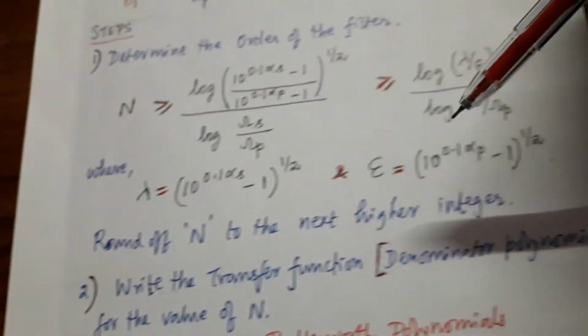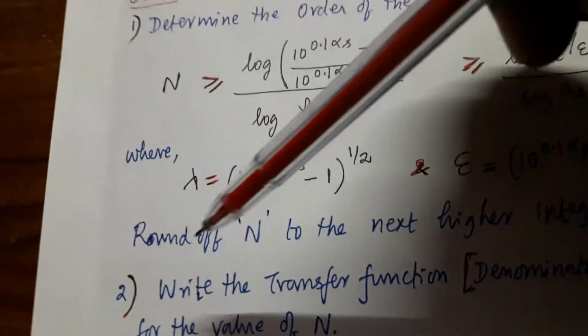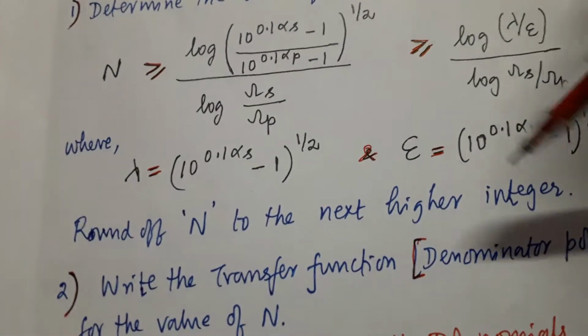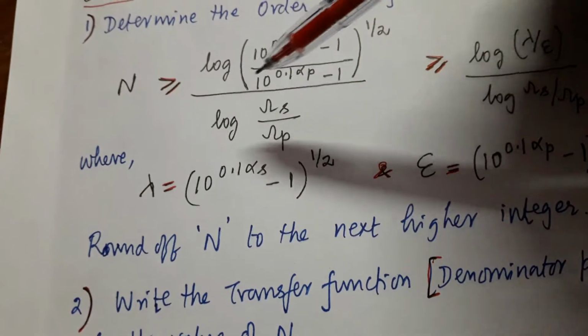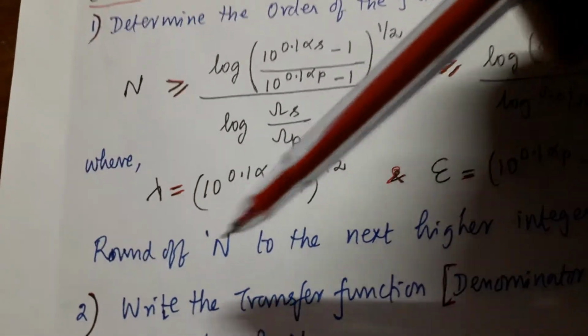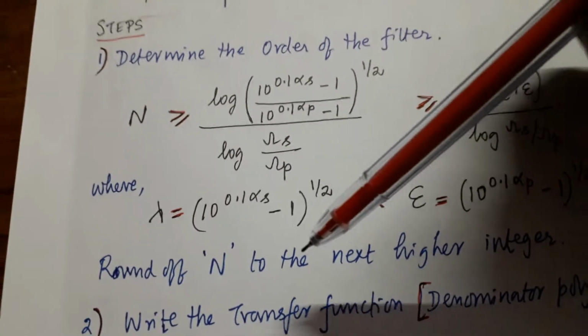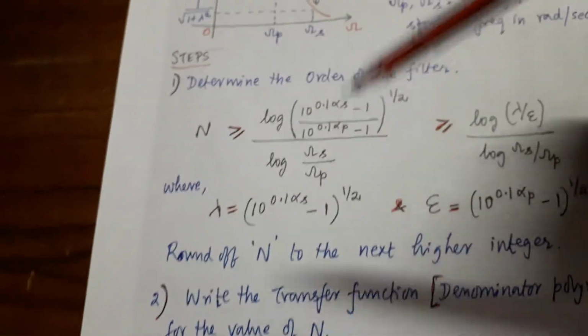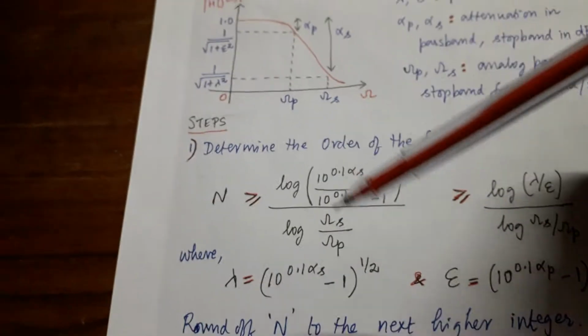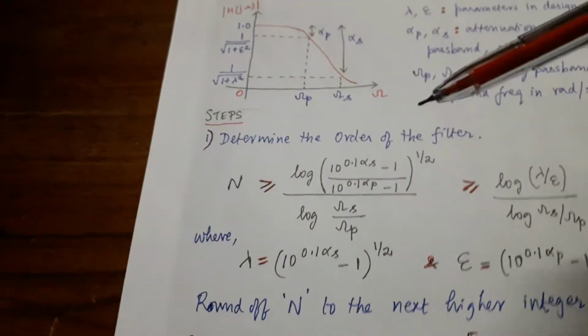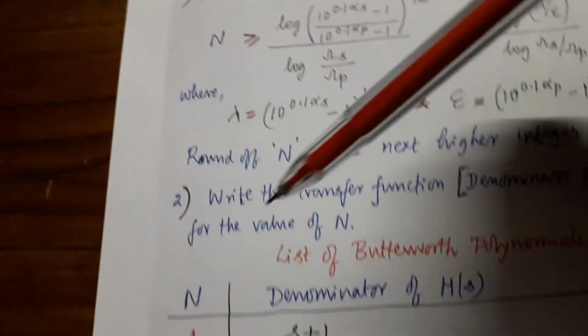After getting N, we have to round off N to the next higher integer. Suppose N we are getting as 3.02, we have to take it as 4. Even though it is 3.02, you have to take it as 4. This question is very important, an exam question. Okay, design of analog Butterworth IIR filter.